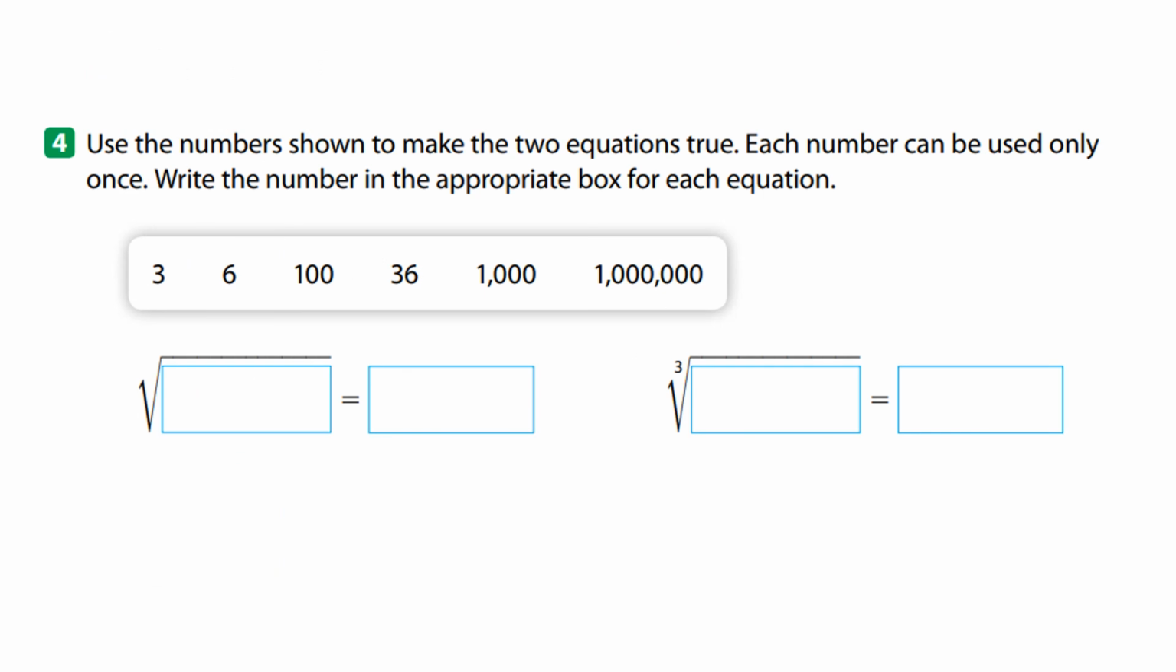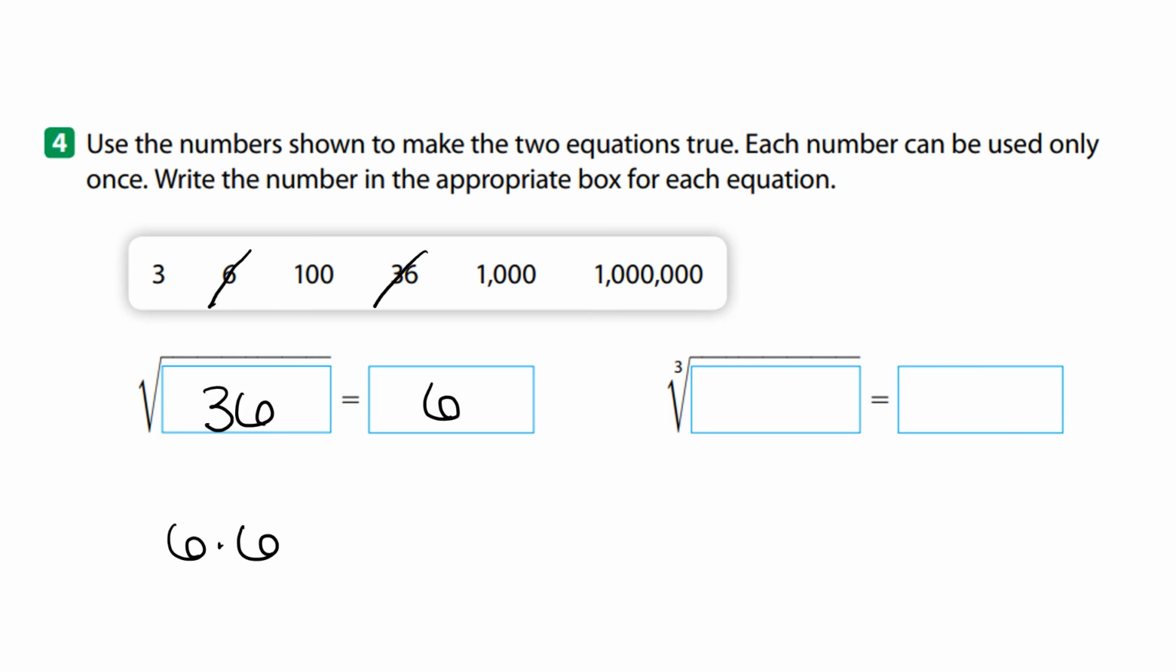So for this problem, we're going to use the numbers in the box to fill in the square root and the answer. And then we're going to use the remaining numbers to fill in the cubed root and its answer. So the first one is going to be the square root of 36. 36 can be broken down into 6 times 6. So that is our answer. So we have used both of those pieces.